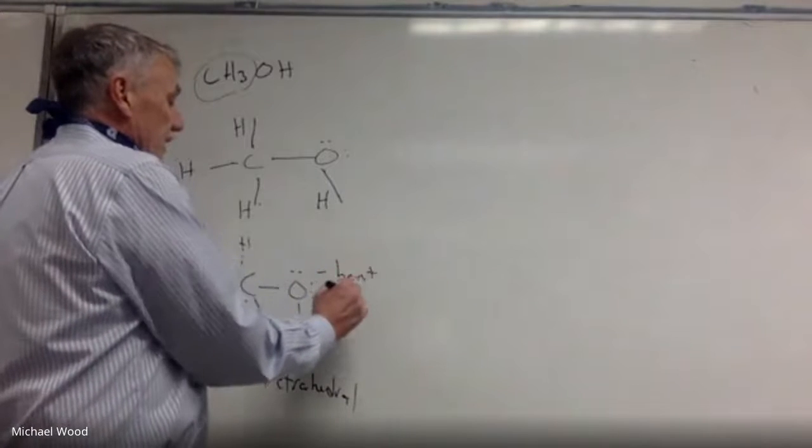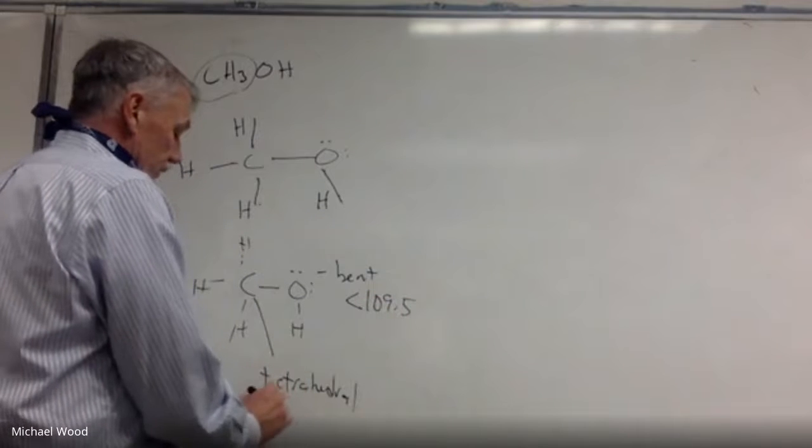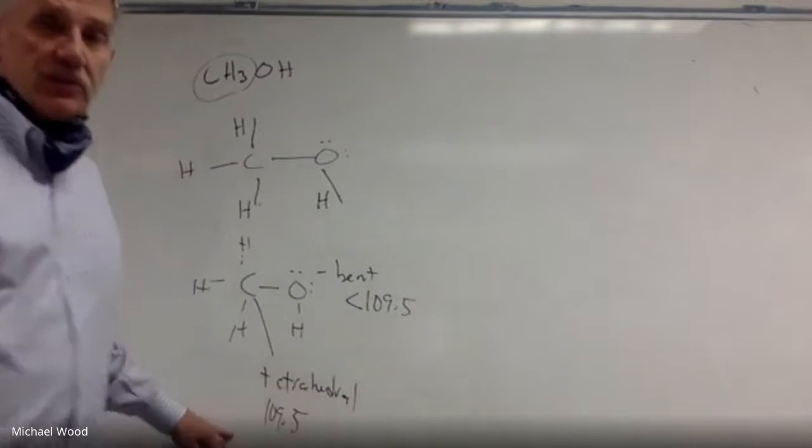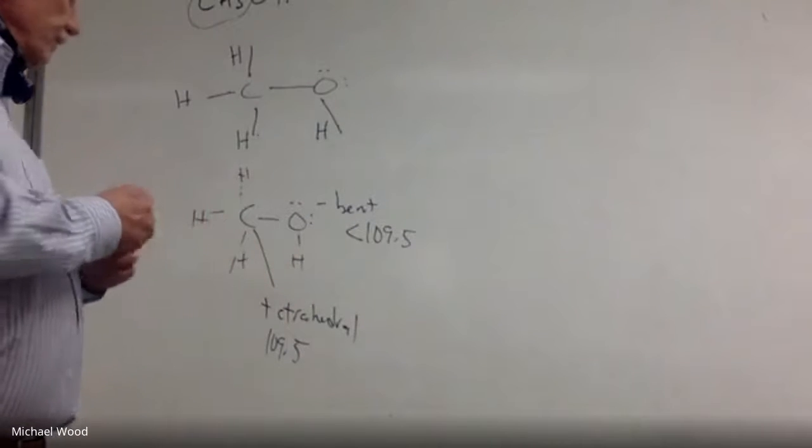This is bent at less than 109.5, where this would be 109.5. Okay, so there's an example of shapes. Some of these organic molecules are like that.